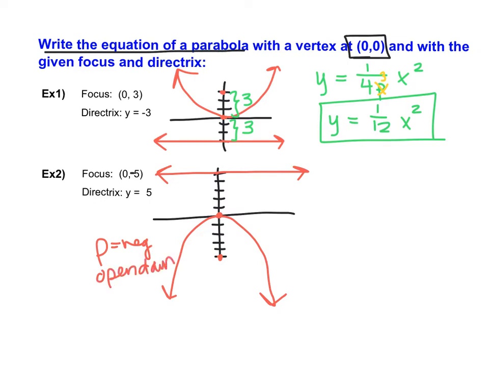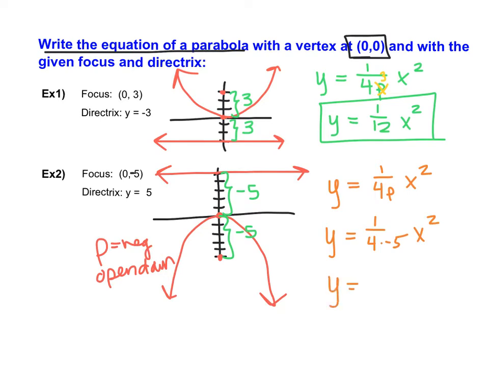So keep that in mind. Now my p value, remember, is the distance between the vertex and the directrix and the focus. So here you can see it's -5 because it's upside down. So we're going to go over to our equation. So we have y equals 1 over 4p times x squared. So we have y equals 1 over 4 times -5 with the x squared.